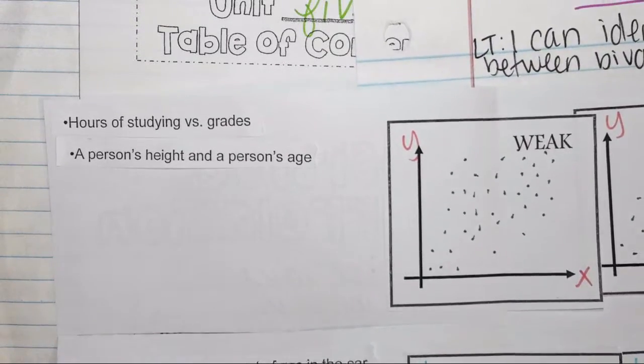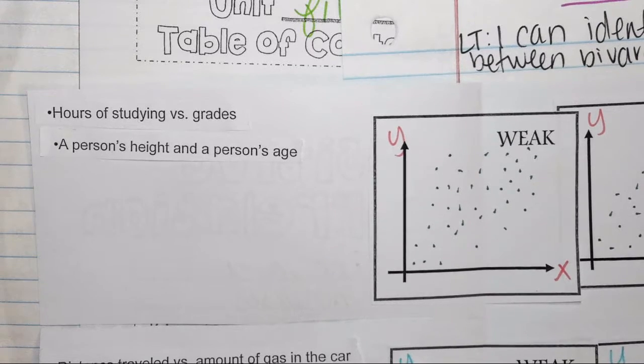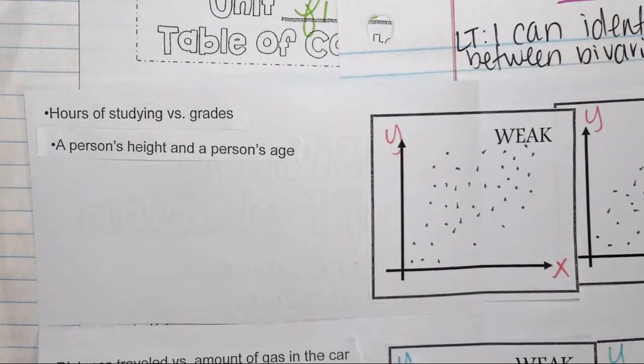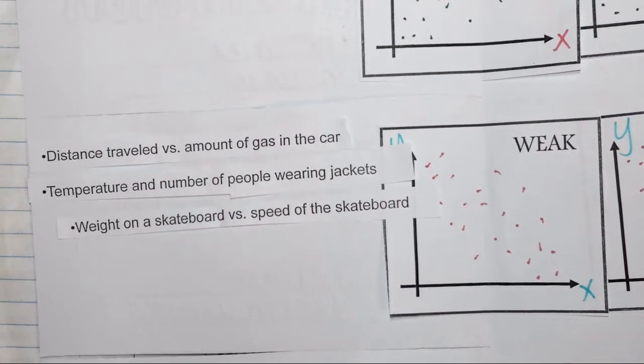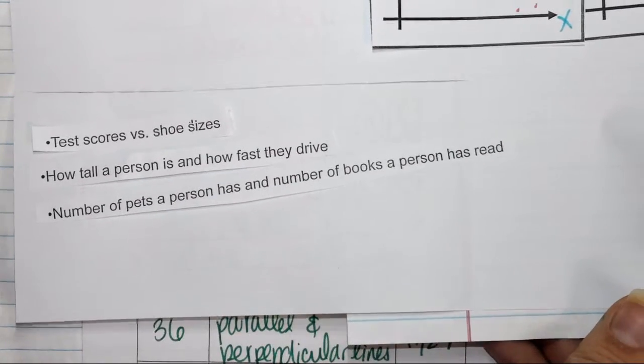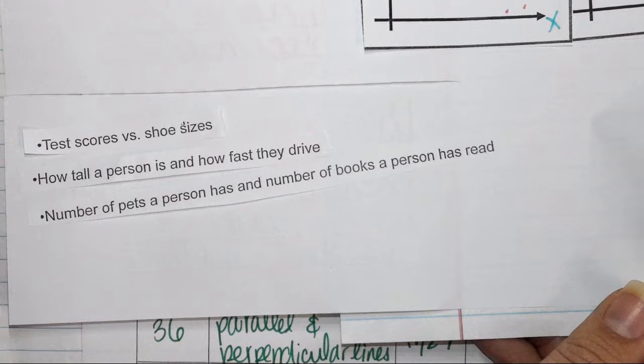2 positive. Check your positive. You're supposed to have hours of studying. At the top you have 2 things glued down. And then you have 3 negative. Okay? And now we have 3 none.